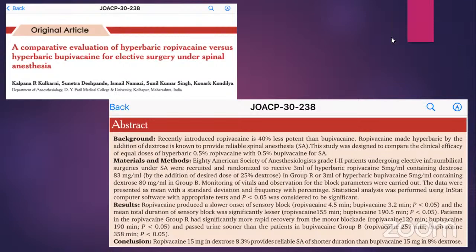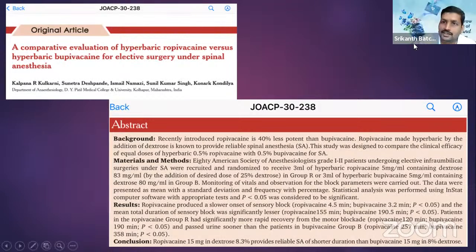Srikanth, 1 minute. Yeah. Okay. Carry on. So Chaitanya or anyone, Ram Prasad sir, is anyone using this hyperbaric ropivacaine for spinal?